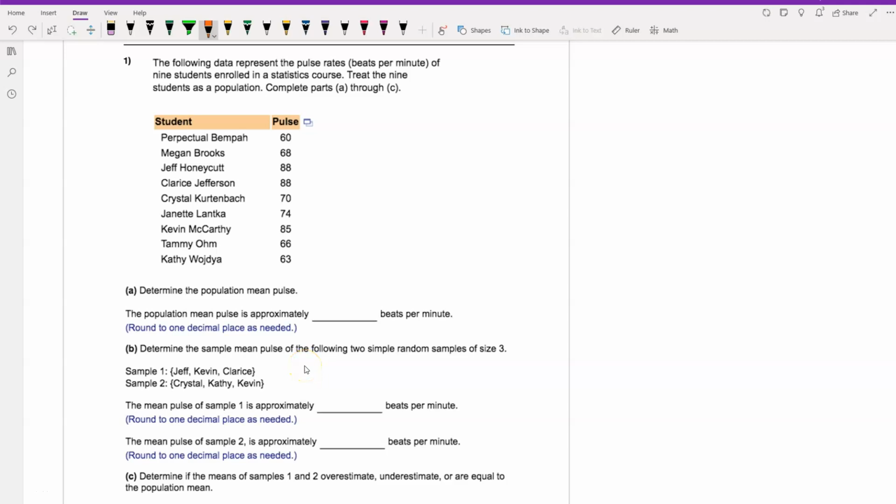Here is Al Choose from chapter 3, question number 1. On this part we have these numbers given on this table, and we have 9 students as population. So determine the population mean. For part A, we have to enter all these numbers into TI-84.